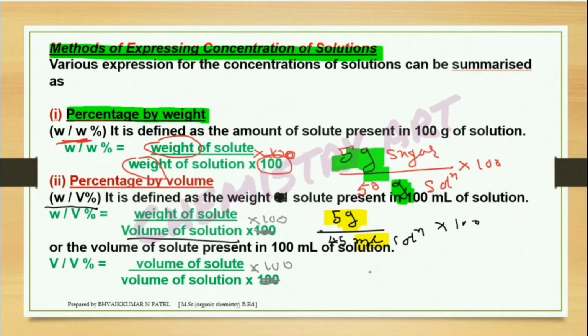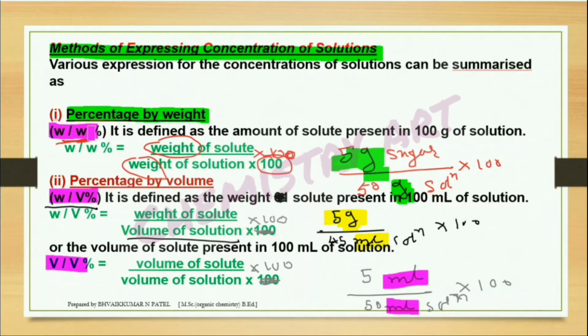Let me explain. If we are having 5 gram alcohol, sorry, instead of 5 gram I have to take 5 ml alcohol, and volume of solution, for example 50 ml solution, into the 100. So it will give you the percentage volume by volume. Why? Because on both sides we have taken ml divided by ml. So percentage volume by volume, percentage mass by volume, and percentage mass by mass, weight by weight, okay, clear.